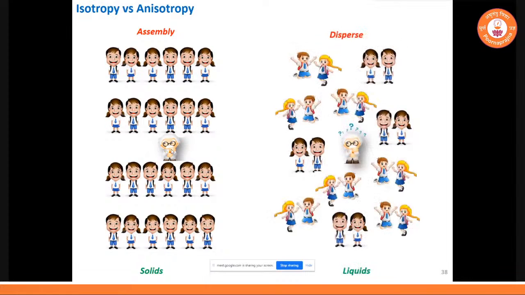In contrast to this, I have the situation after the assembly disperses. Now students are randomly scattered in all directions. This teacher has equal difficulty moving in all directions. This is the situation we face in solution: rapid random translation, rotation, and tumbling of molecules, due to which the measured parameters are independent of direction. That's why we get isotropic information.